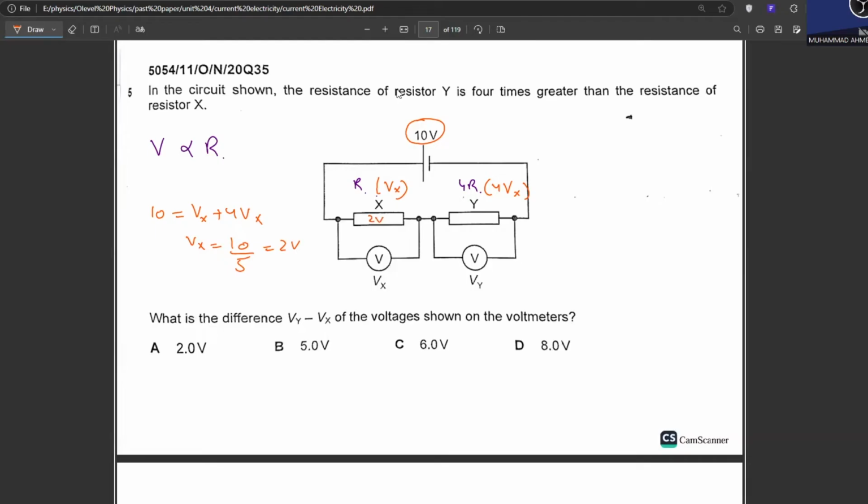The voltage across resistor X is what? Vx, 2 volts. And the voltage across resistor Y is what? 4 into 2, that is 8 volts. 8 minus 2 is 6 volts. C is your answer. You had to calculate basically the difference between voltage of Vx and Vy.